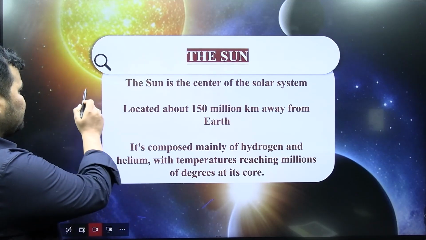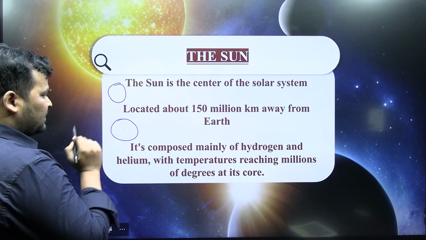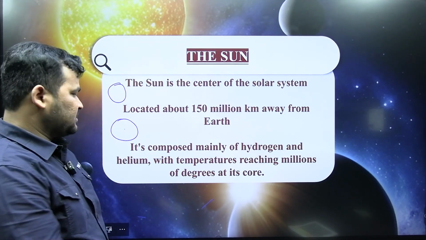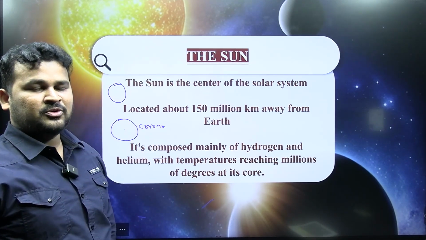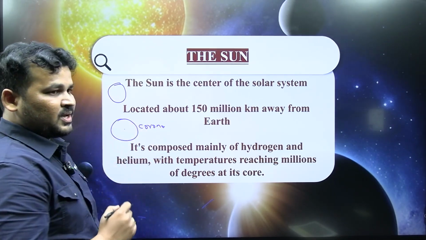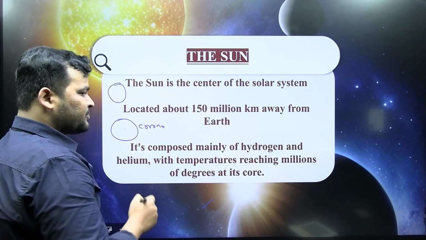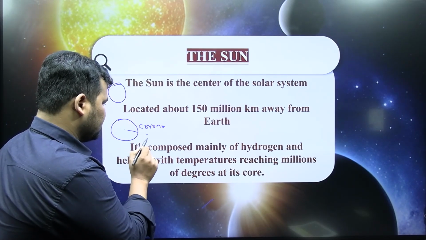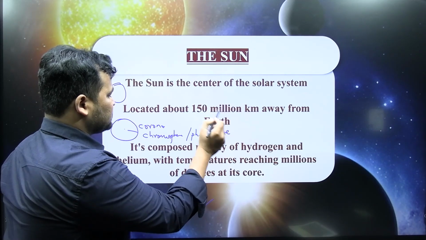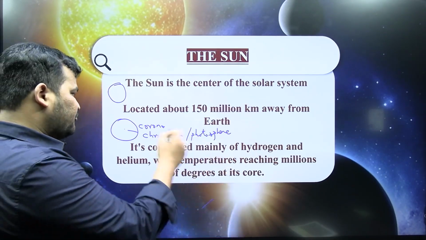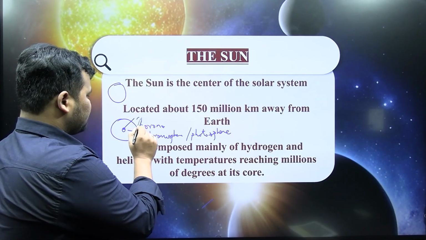We know that the Sun has three layers. One is the corona, which is the outer layer of the Sun. Then, if you move further inside, you can find the chromosphere and the photosphere. And if you move further inside, at the center position you will find the core.